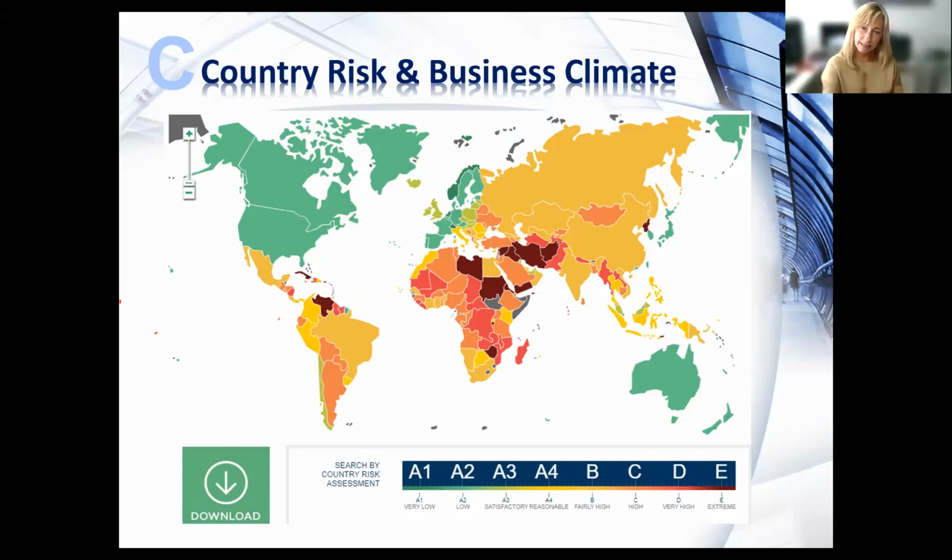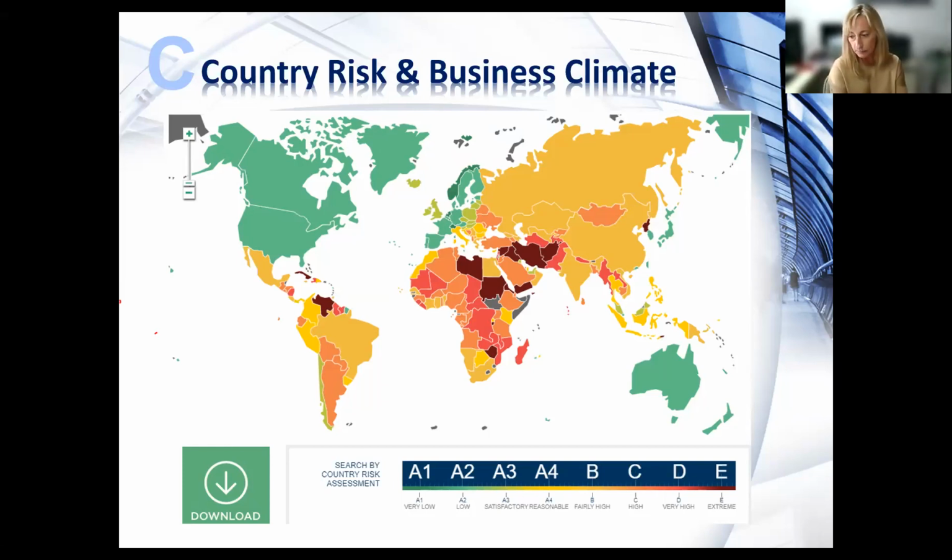So the first internet source of information that I would like to explain to you, that is very, very useful, and I think it is the best for finding out the country risk and business climate of a market that you want to approach, that is going to be your target market for your products or services, is COFACE. Who is COFACE? It is a French source of information.